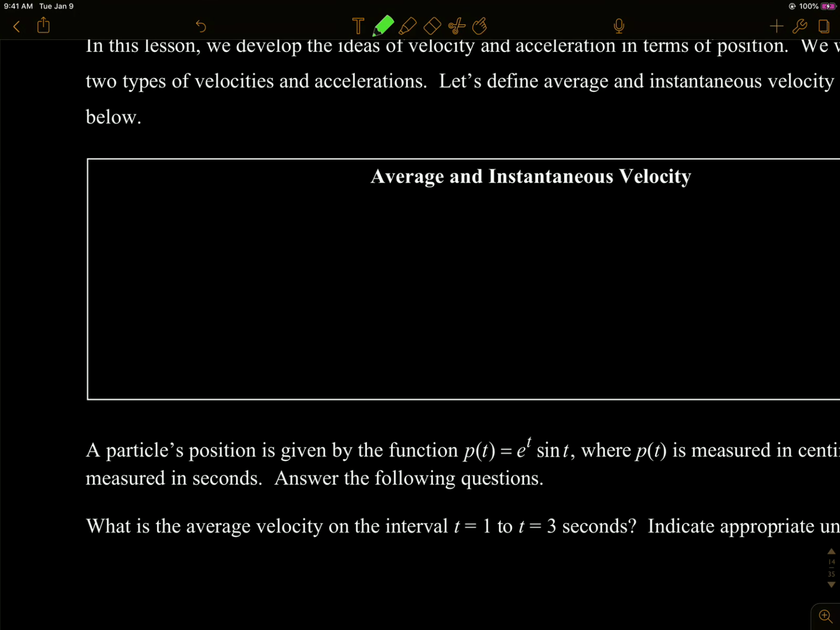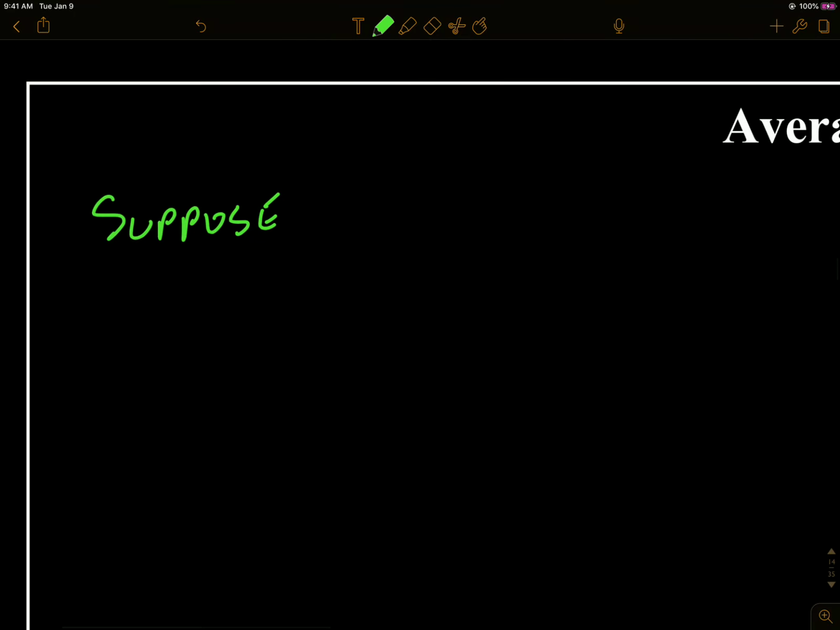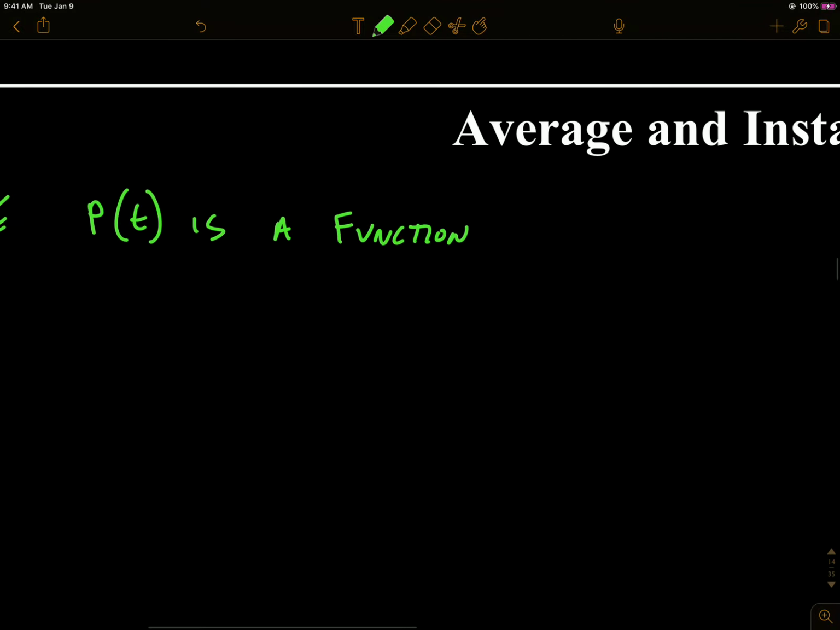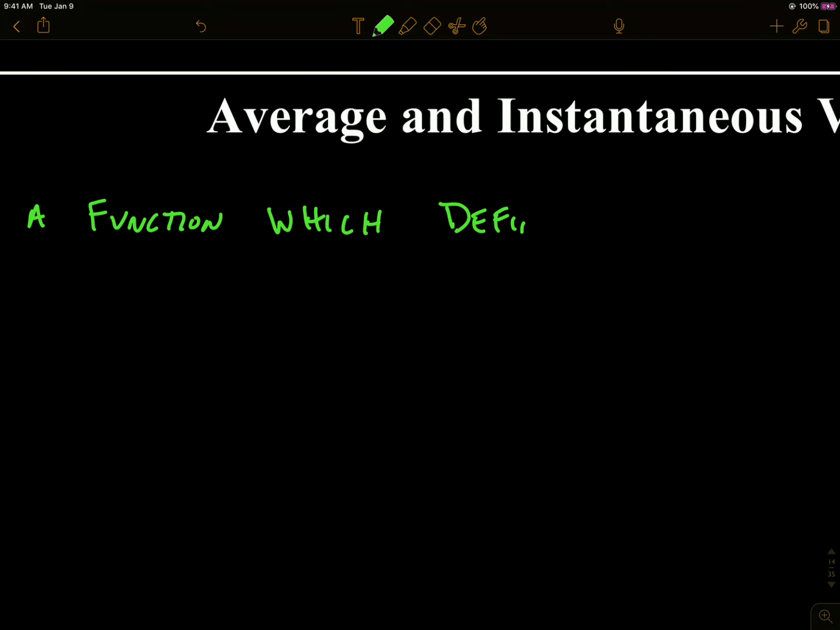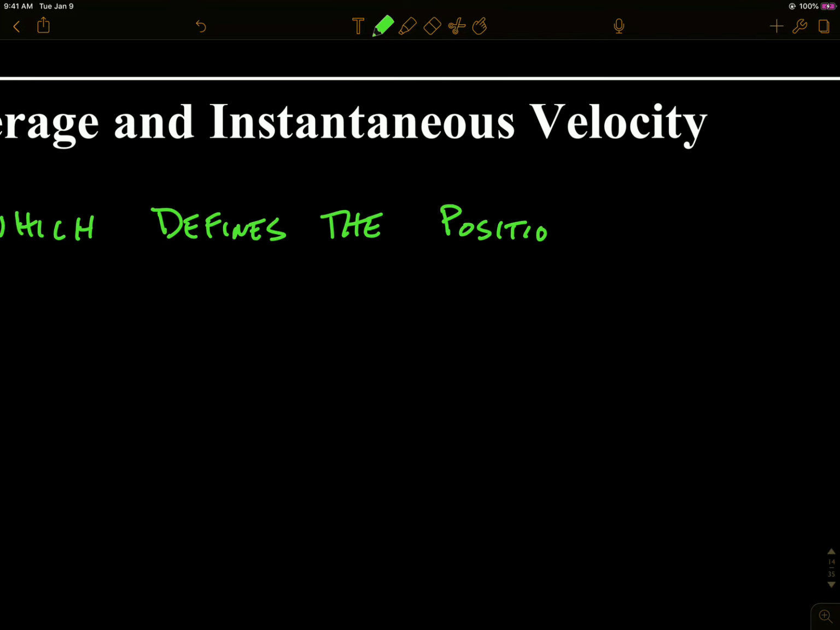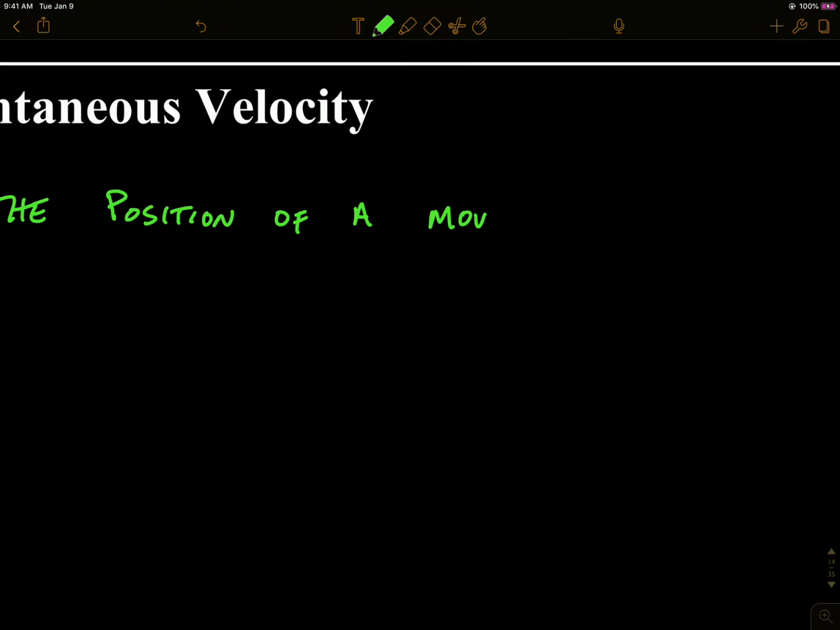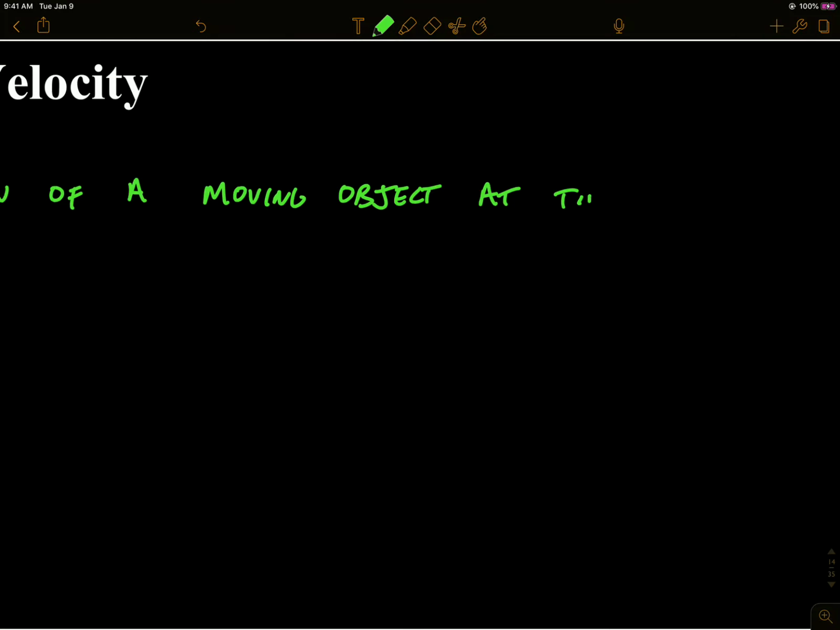So I'm going to say, I need a pen here. Suppose, just a little bigger, p of t is a function which defines the position of a moving object at time t.